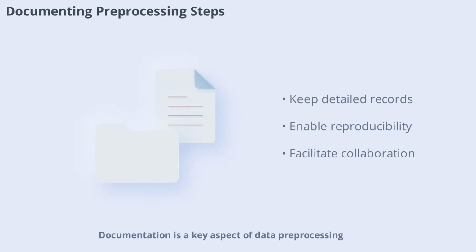Documentation is a key aspect of data preprocessing. By keeping detailed records of each transformation, cleaning step, and decision, you create a transparent and reproducible workflow. Good documentation makes it easier to revisit and update your process as new data becomes available or requirements change. It also facilitates collaboration with other team members, ensuring everyone is on the same page.